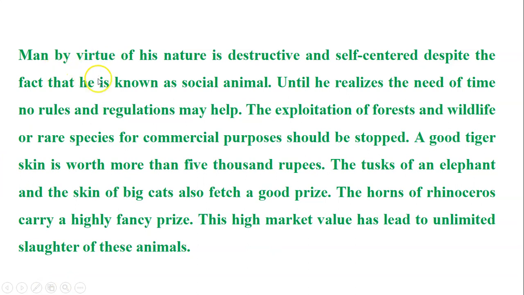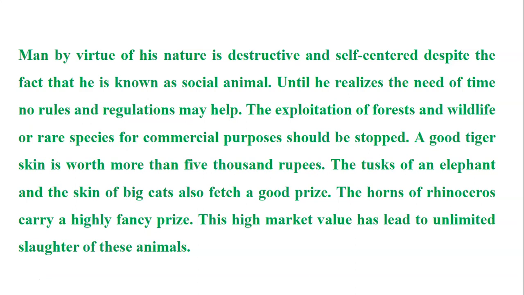Man by virtue of his nature is destructive and self-centered despite the fact that he is known as a social animal. Until he realizes the need of the time, no rules and regulations may help. The exploitation of forest and wildlife or rare species for commercial purposes should be stopped. A good tiger skin is worth more than 5,000 rupees. The tusk of an elephant and the skin of big cats also fetch a good price. The horns of rhinoceros carry a highly fancy price. This high market value has led to unlimited slaughter of these animals.